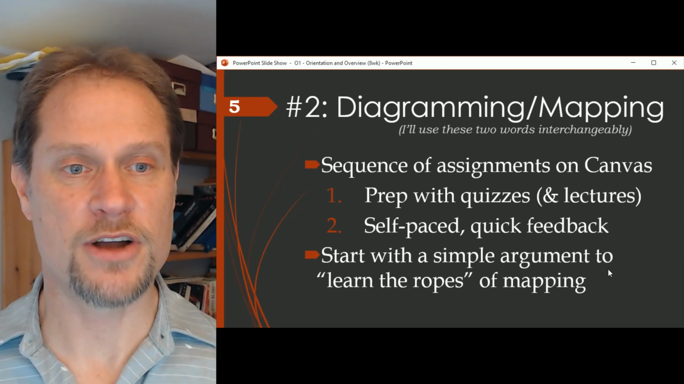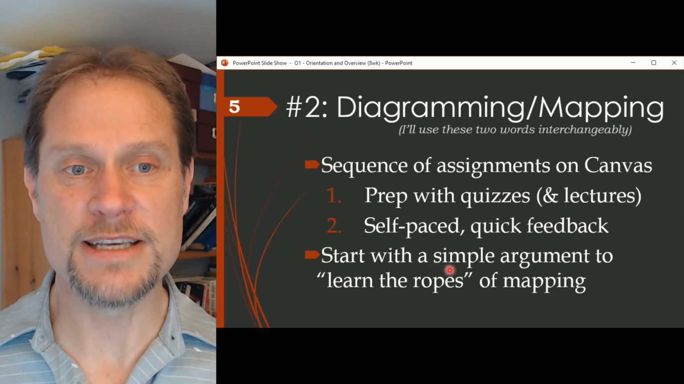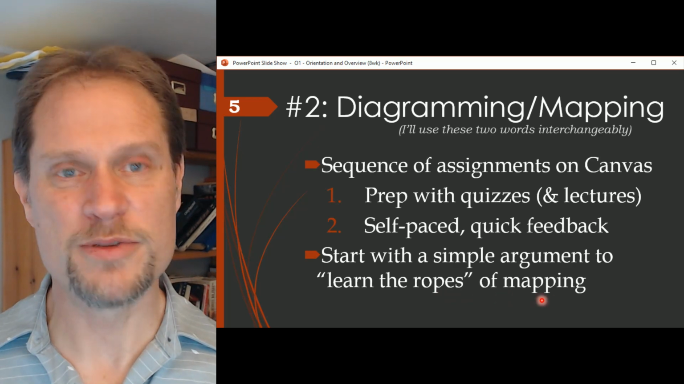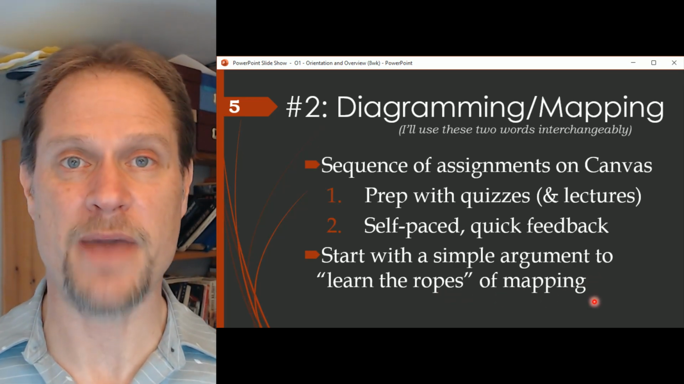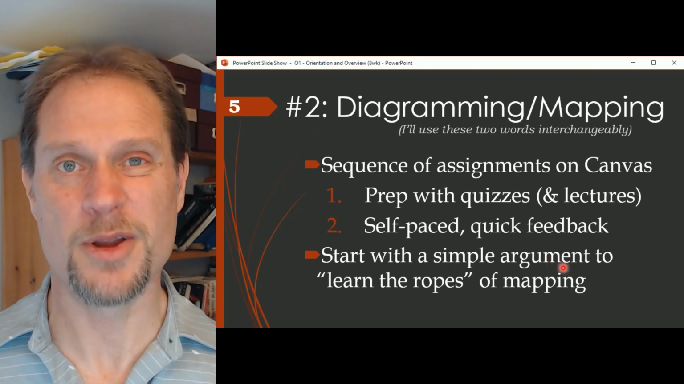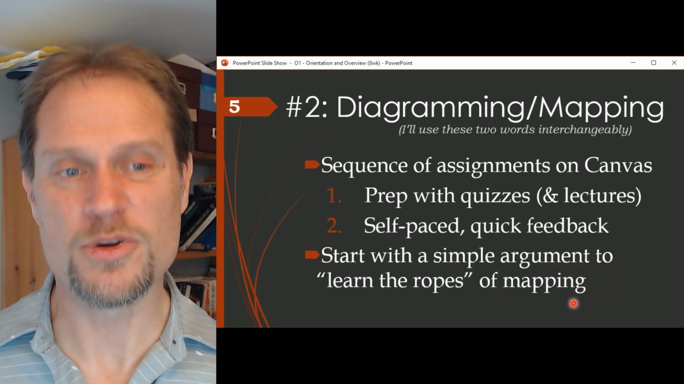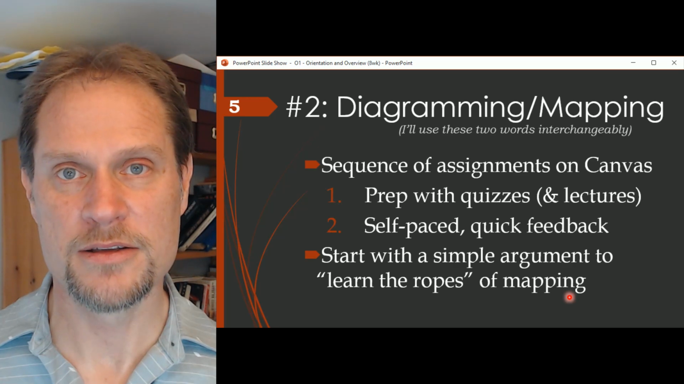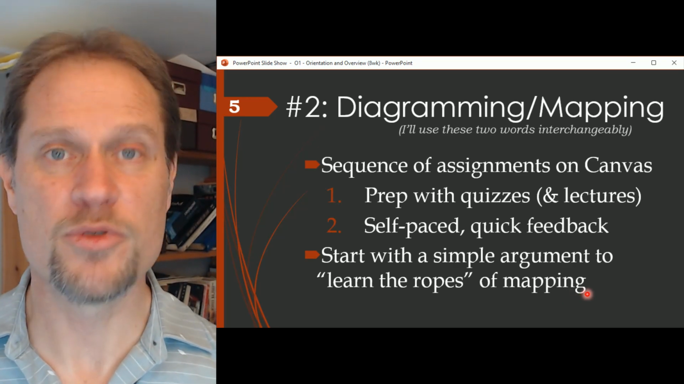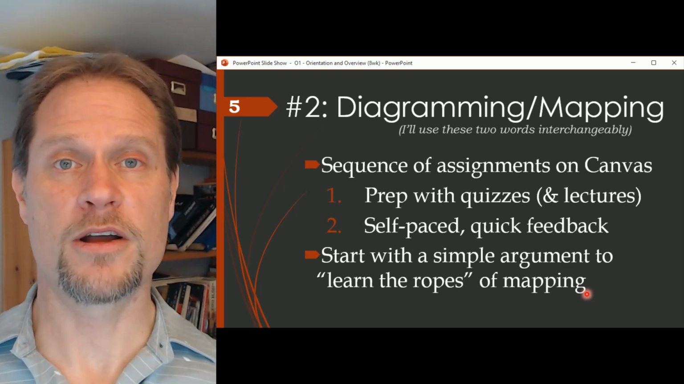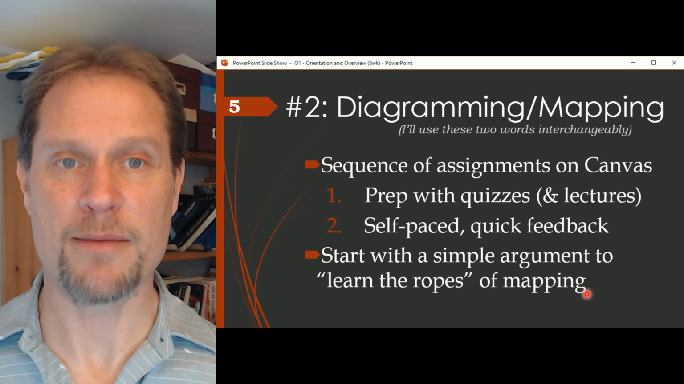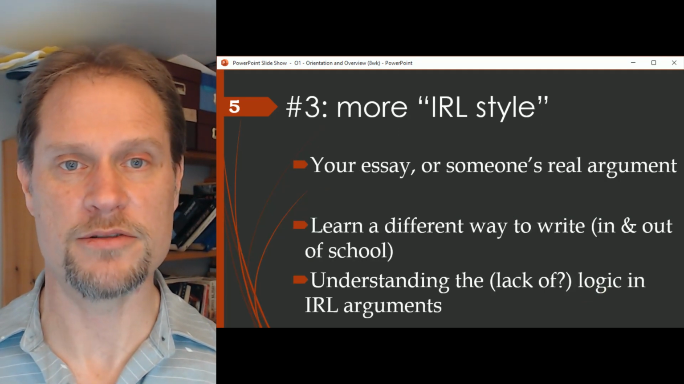And so we're going to start with a really simple argument in this process, so that you can just learn the ropes of the mapping, because we're going to use mapping software to help you learn how to map. The first argument is going to be really simple so that you can learn how to do that mapping. And then after you're comfortable with how the whole procedure goes, we'll work on more complicated, real-world arguments and map those out so that you can understand how to do those.